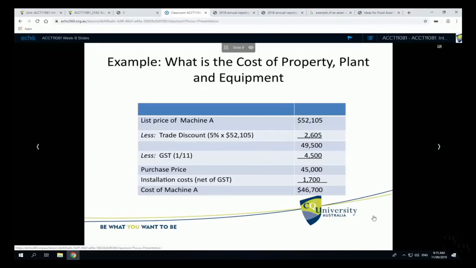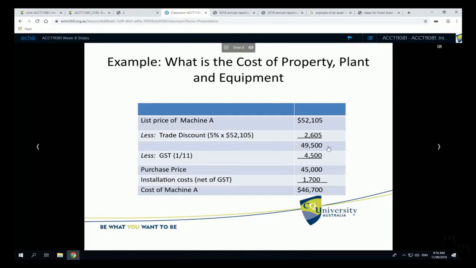Okay, so for an example, what is the cost of property, plant and equipment? You have the list price, so that was the purchase price of a particular machine. They were given a trade discount, so they didn't have to pay that amount, so we take it off the list price or the original ticket price, which brings it down to a new amount to pay.